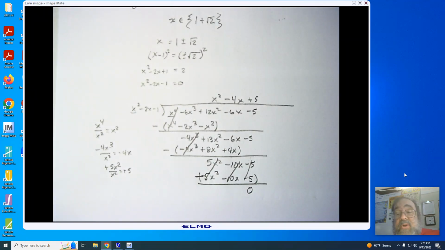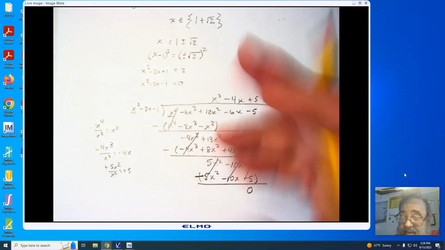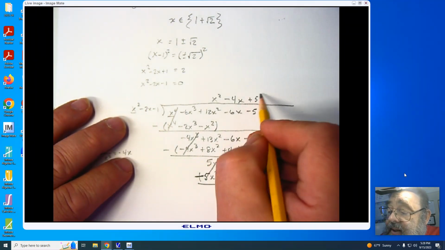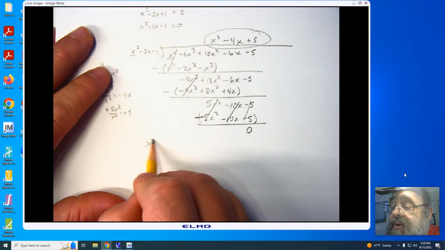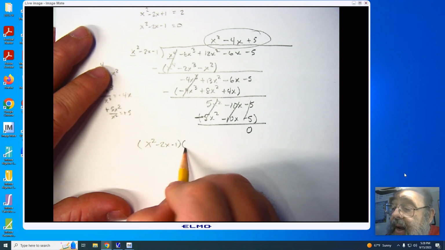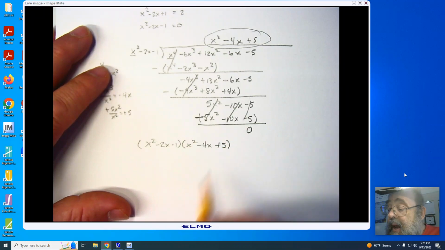Now, we knew this was going to happen. We knew it because we got a 0 as a factor, and we've already identified that it is. Therefore, I can now use this as my second portion of the equation. X squared minus 2x minus 1 multiplied by x squared minus 4x plus 5, and I can now factor.